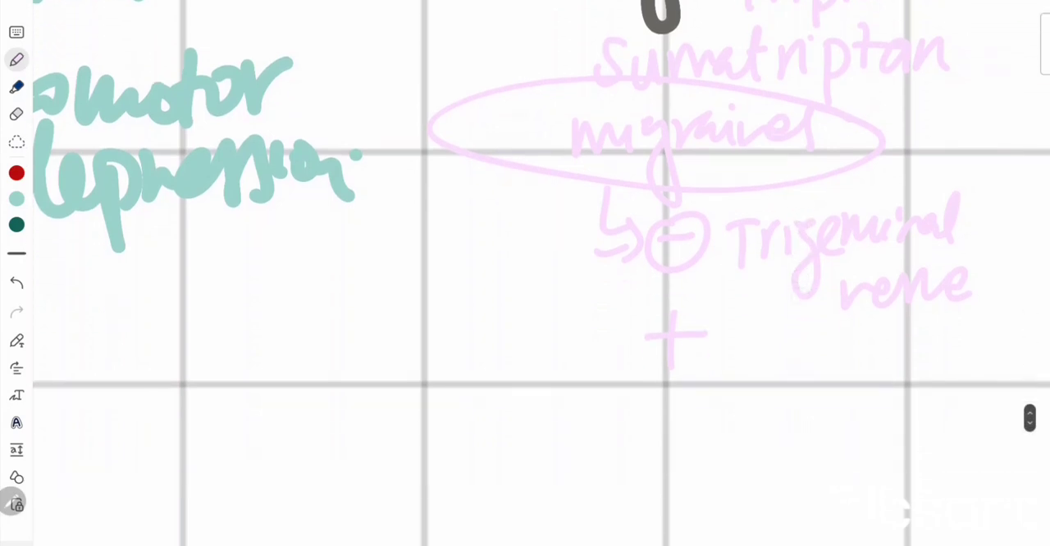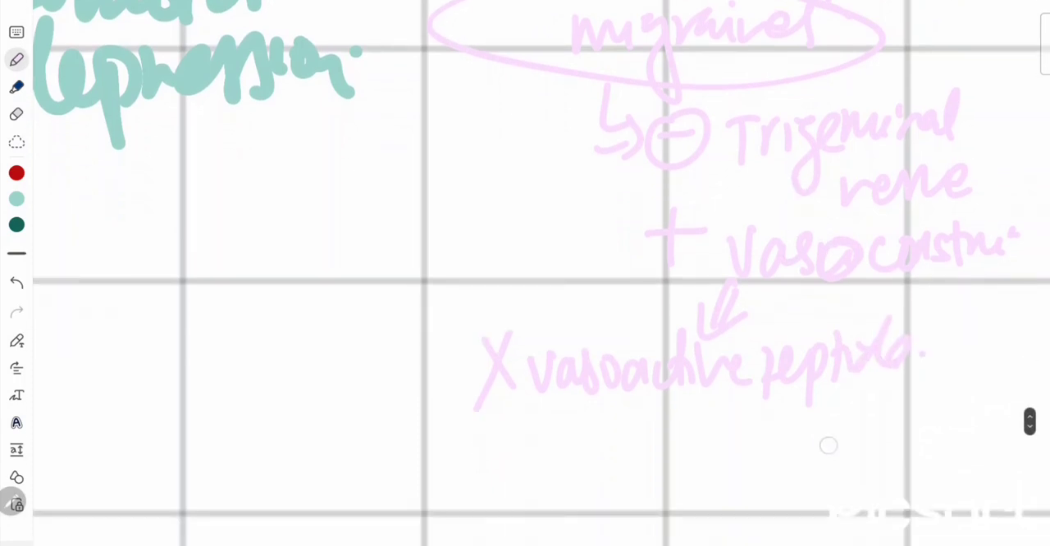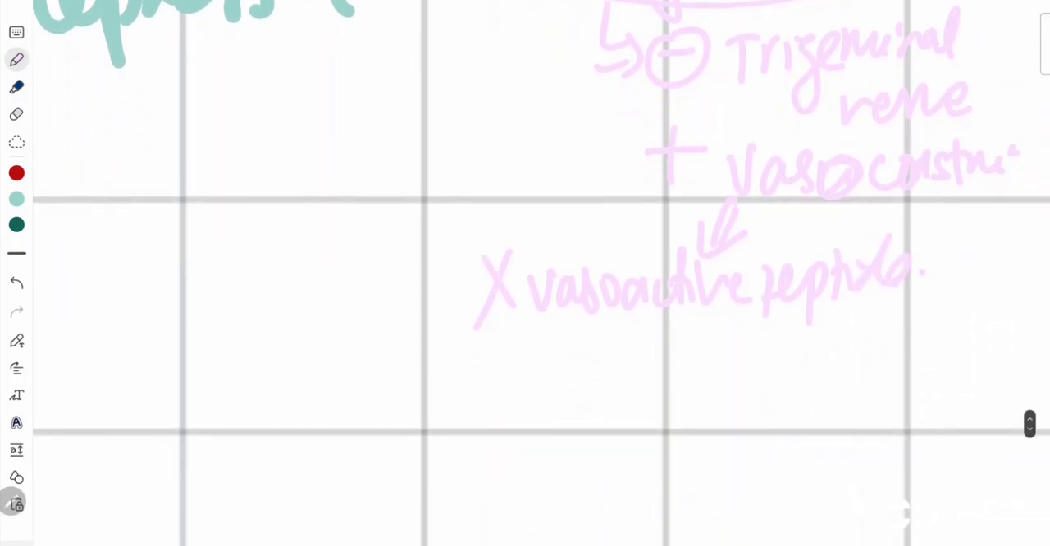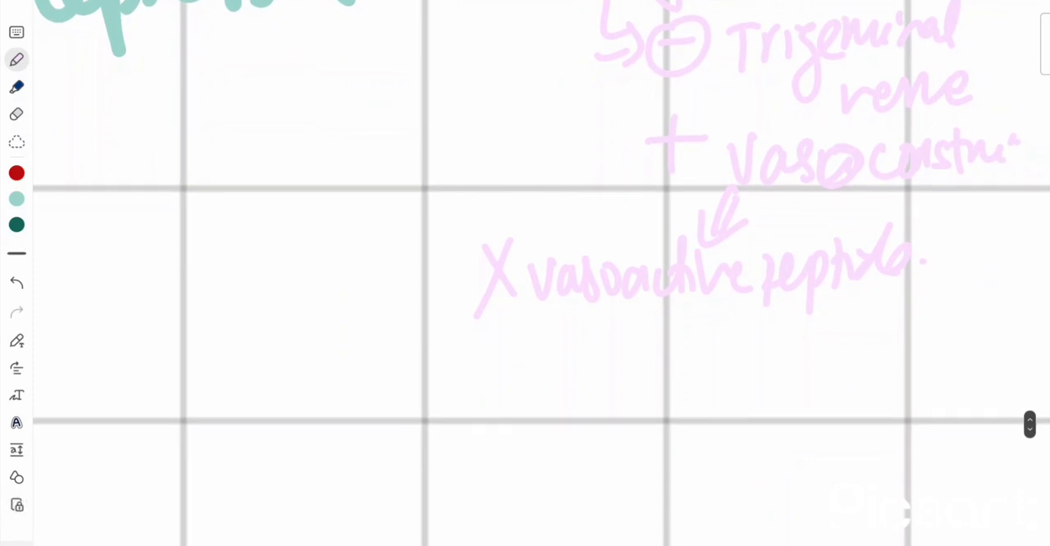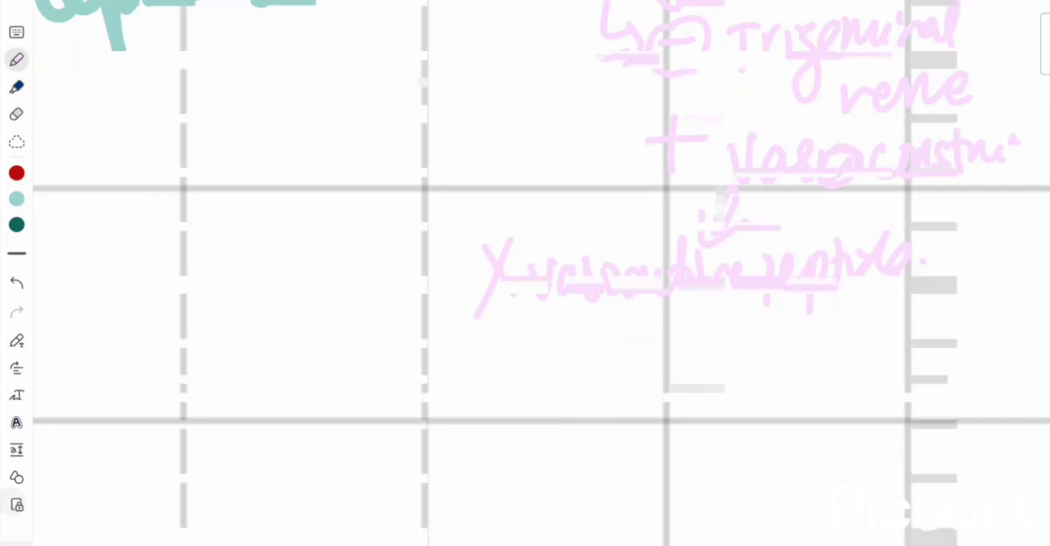Plus it causes vasoconstriction because it stops the release of vasoactive peptide. So that's how you use it for headaches, cluster headaches, and migraines. And that's that for sedatives and hypnotics.